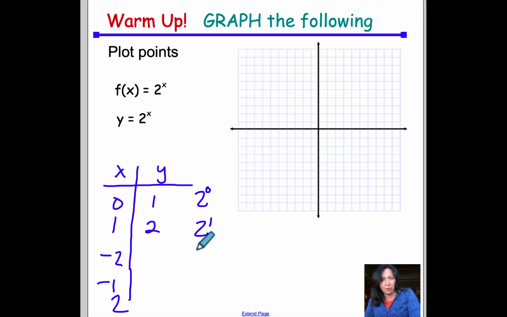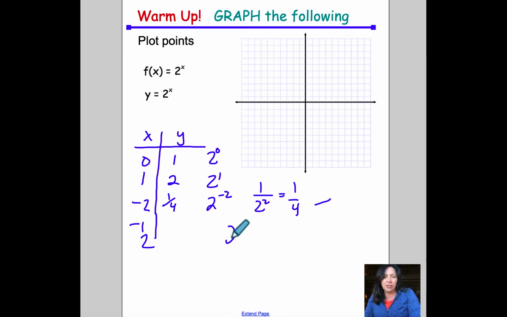I'm going to plot 2 to the -2 power, which is 1 over 2 to the positive 2, which is 1/4. So -2 is at 1/4. 2 to the -1 power is 1 over 2 to the positive 1, which is 1/2. And 2 to the second power is 4.